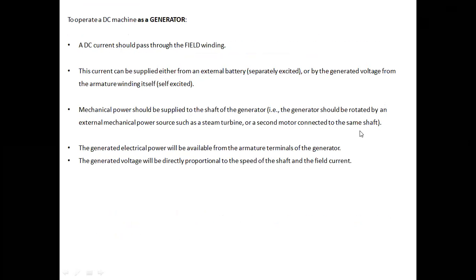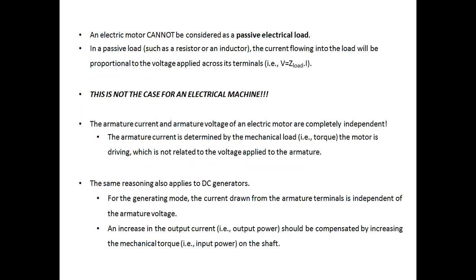So when we are using the DC machine as a generator, the value of generated voltage will be directly proportional to the field current, and it will also depend on the speed of the shaft, how it rotates.